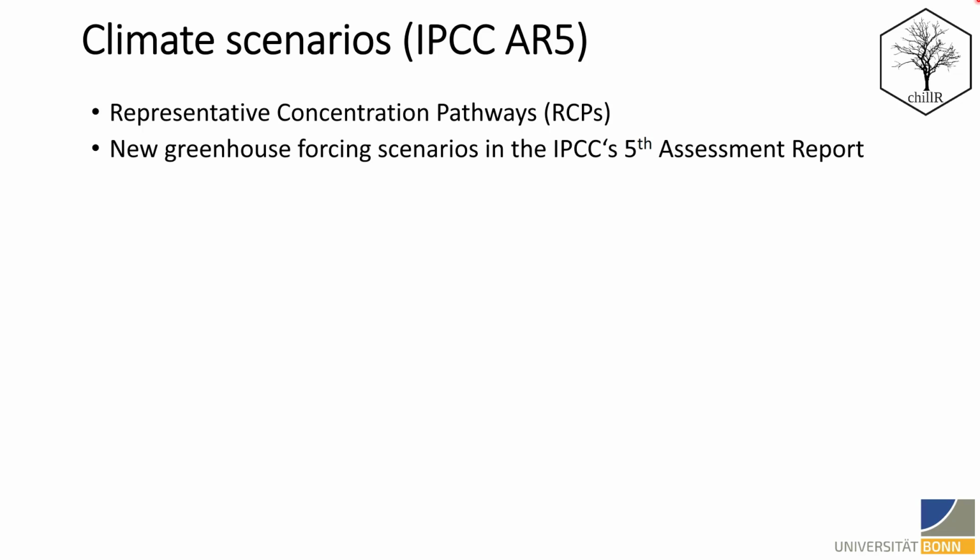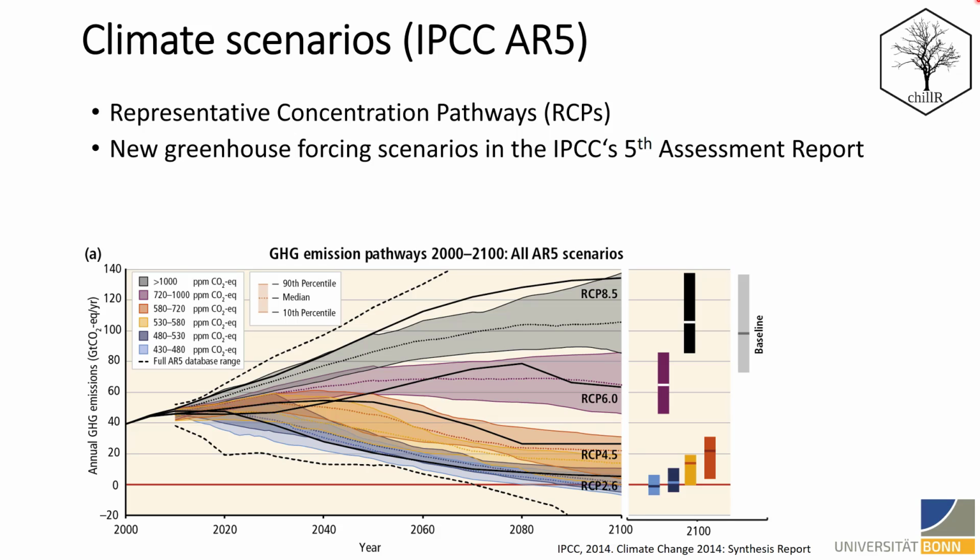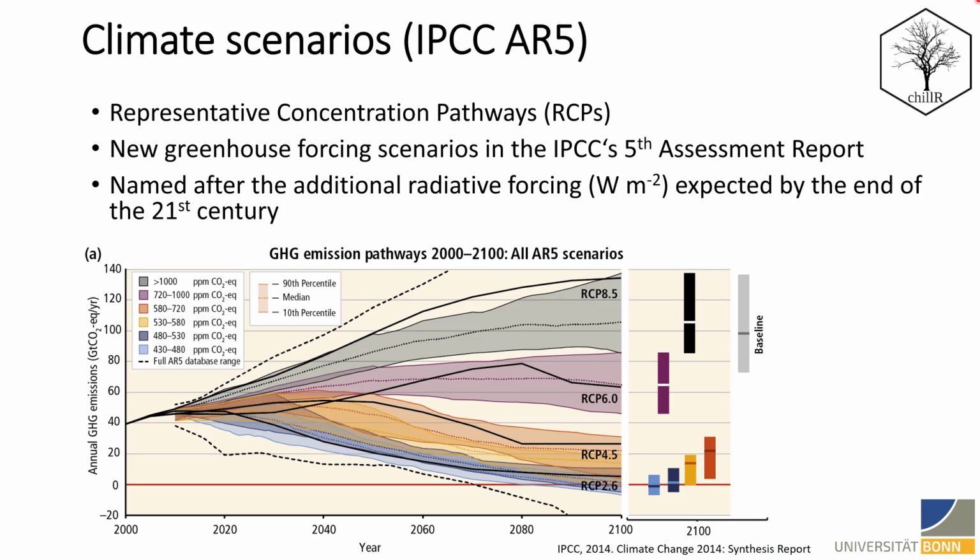These are new greenhouse forcing scenarios from the 5th assessment report, and some of the most common ones are shown here. They have strange names. They're called RCP 8.5, for example, or RCP 2.6, and these numbers actually mean something. They're named after the additional radiative forcing in watts per square meter that is expected by the end of the 21st century. So roughly around the time indicated here, we expect that additional radiative forcing to be active. And the path to get there are these representative concentration pathways that are expressed by these numbers.